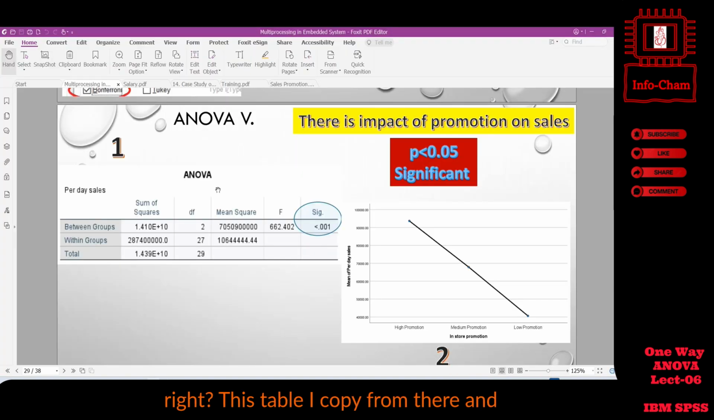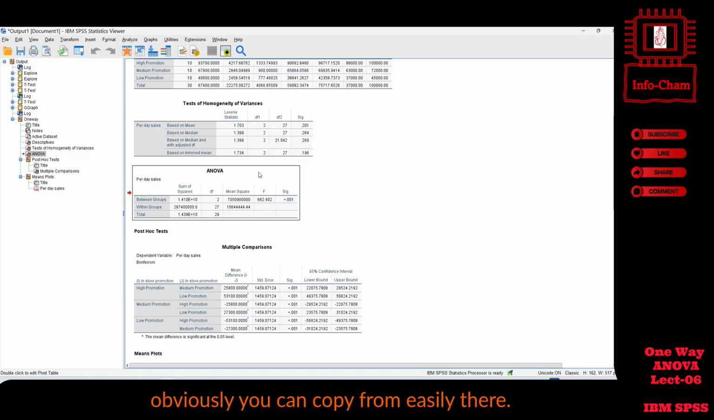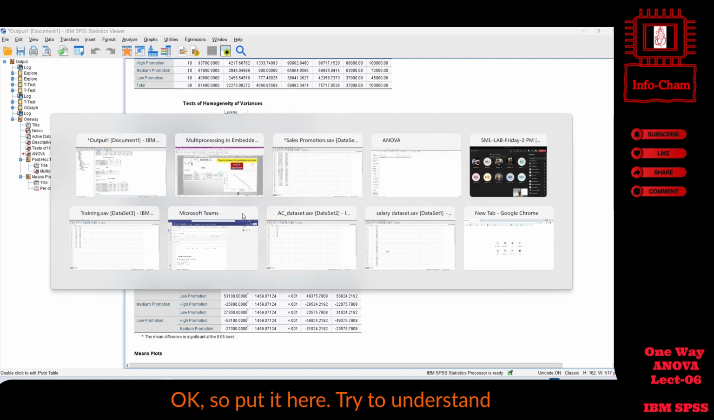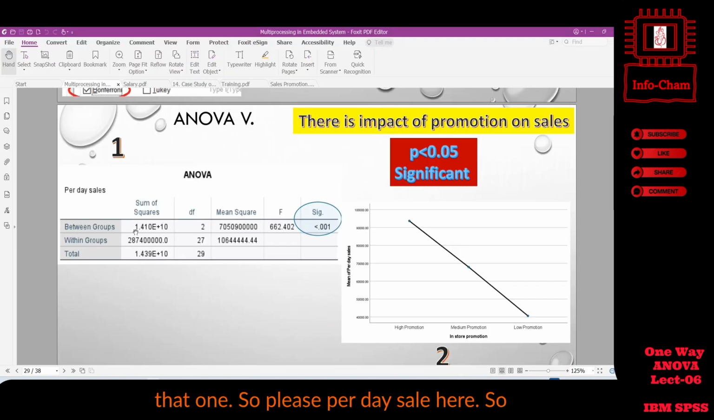The ANOVA table, right? This table. I copy it from there, and obviously you can easily copy it. Copy and paste it in your result file. Okay, so put it here. Try to understand that one. So, the per day sale here. See, there is between groups and within groups. In the starting probability distribution, I showed you the difference between the groups and within the groups, right? It will also give the degrees of freedom. If there are only three groups, the degrees of freedom will be n minus 1. So three groups, 3 minus 1 is 2, and within groups there should be 27, right?